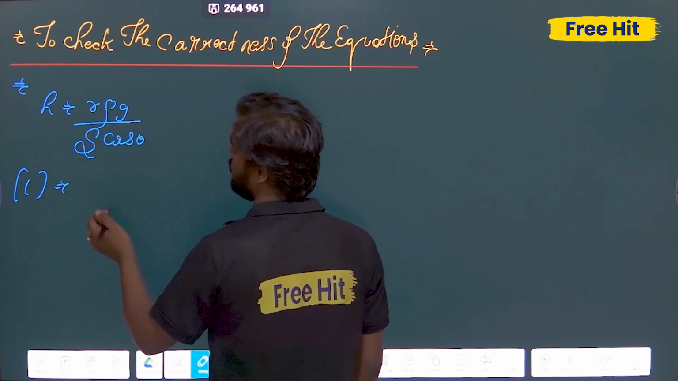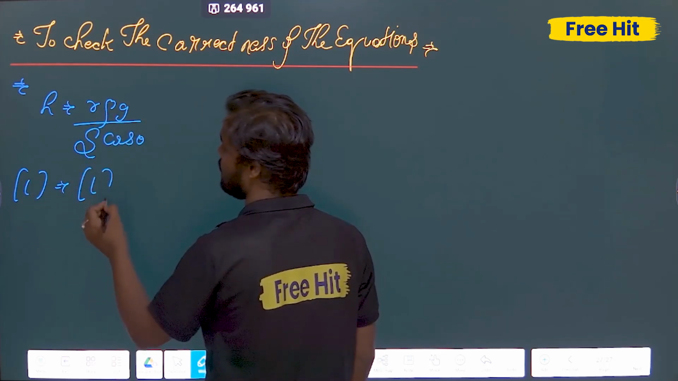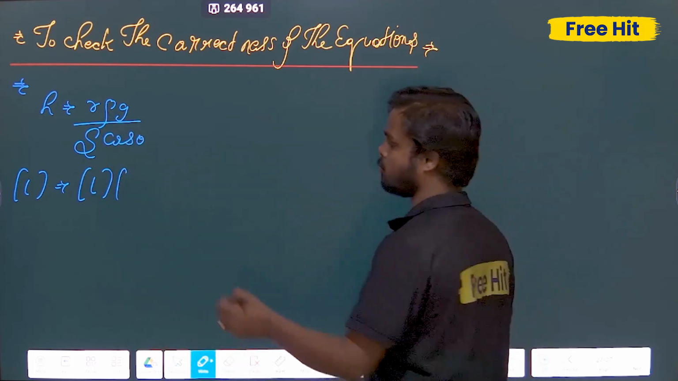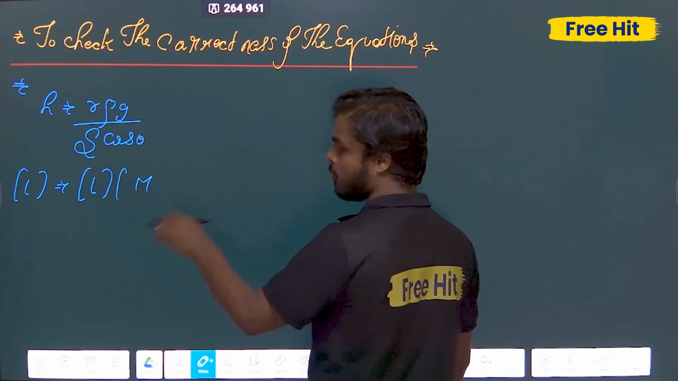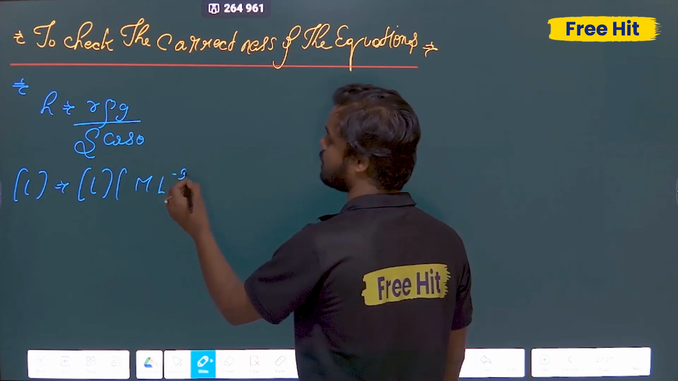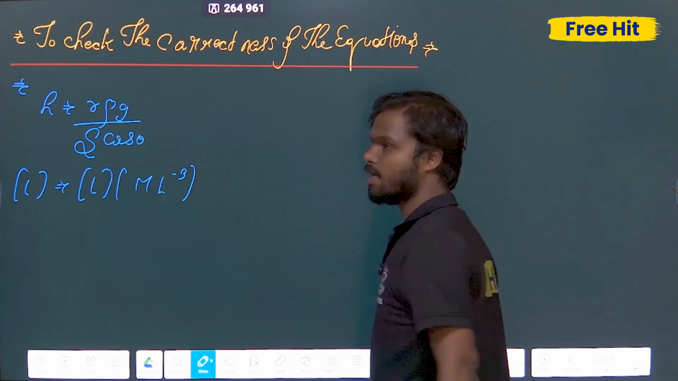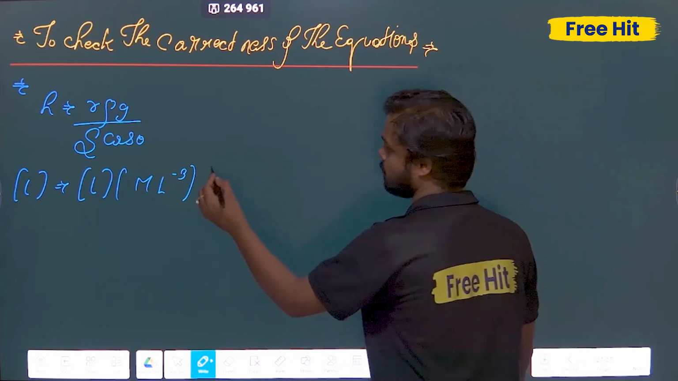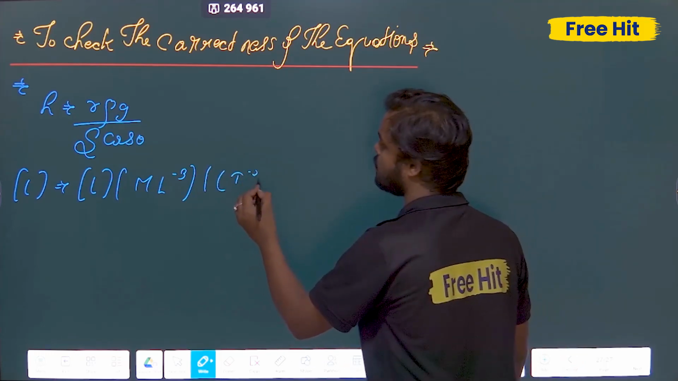What is the dimension of radius? Again L. What is the dimension of density? Density is mass upon volume, so it is M upon volume, that means M L minus 3. Now what is g? G is gravity, which means acceleration. Acceleration is L T minus 2.